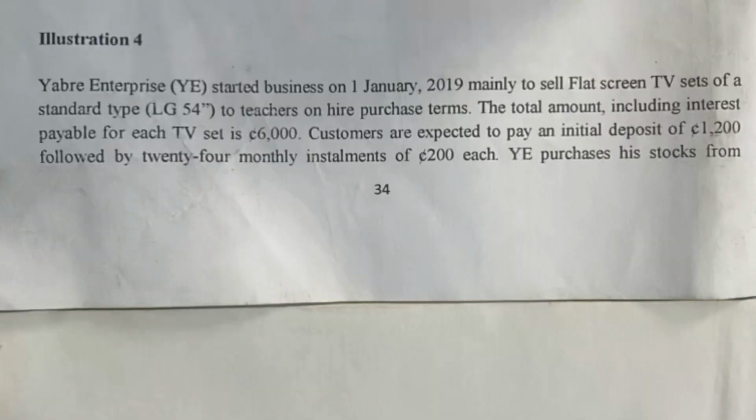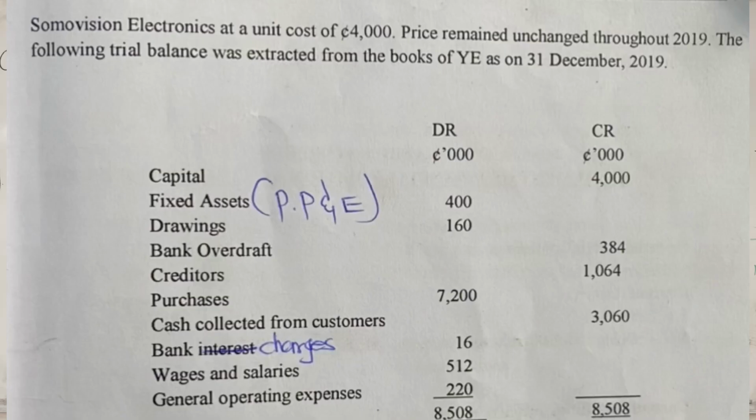Okay, Yabe Enterprise started business on 1st January 2019, mainly to sell flat screen TV sets of a standard type LG54 to teachers on hire purchase terms. The total amount, including interest payable for each TV set, is 6,000 cedis. Customers are expected to pay an initial deposit of 1,200 cedis, followed by 24 monthly installments of 200 cedis each. Yabre Enterprise purchased his stock from Somovation Electronics at a unit cost of 4,000 cedis. Price remained unchanged throughout 2019.